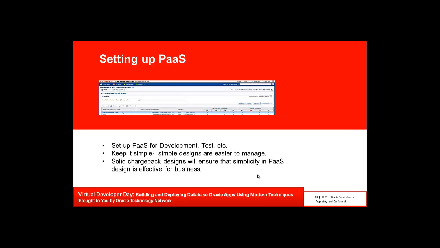You're going to want to set up a PaaS zone for every one of your environments. That means development, test, QA, production. You want to keep them simple. The simplest designs are the easiest to manage, and it also makes it easier for chargeback designs, which ensures simplicity and PaaS effectiveness for the business. You don't want it too complicated, otherwise your users won't know what they're being charged for and a lot of questions will come up.